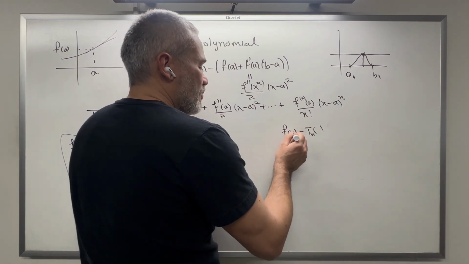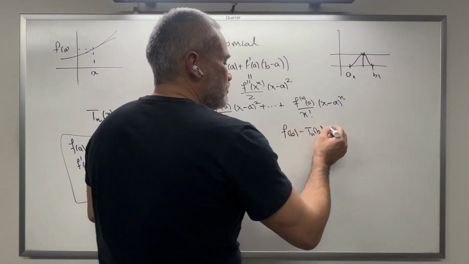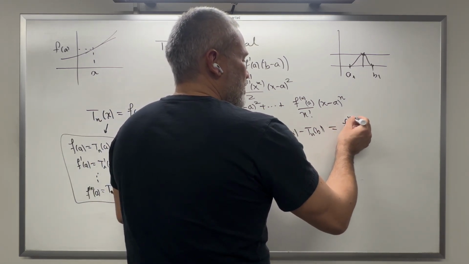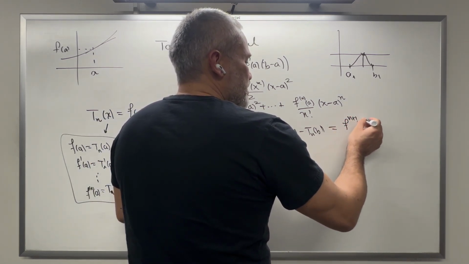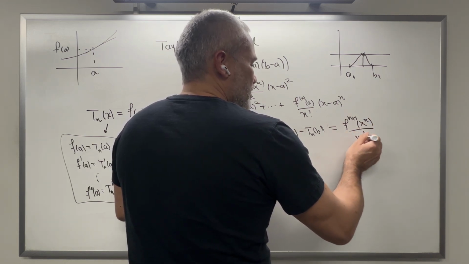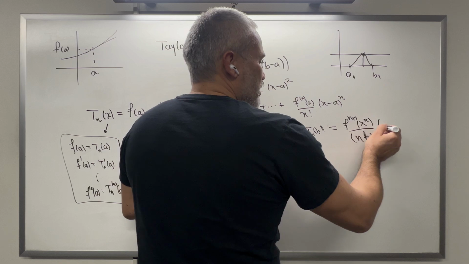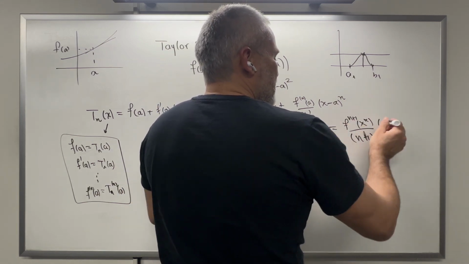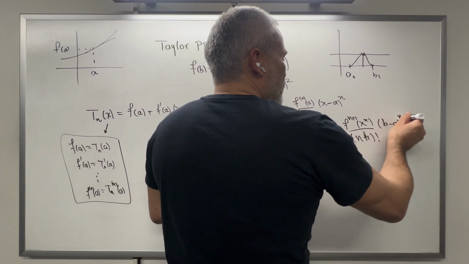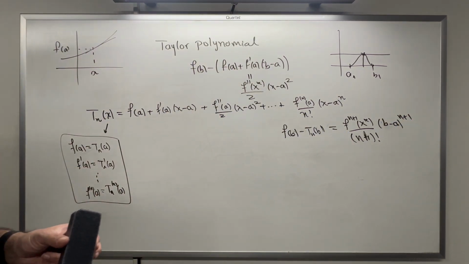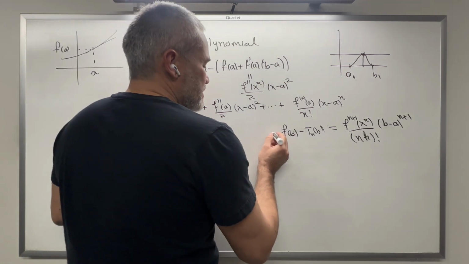that this error is equal to the n plus 1 derivative at some special x over n plus 1 factorial times (b minus a) to the n plus 1. You can show that that's the error. And the proof is exactly the same.